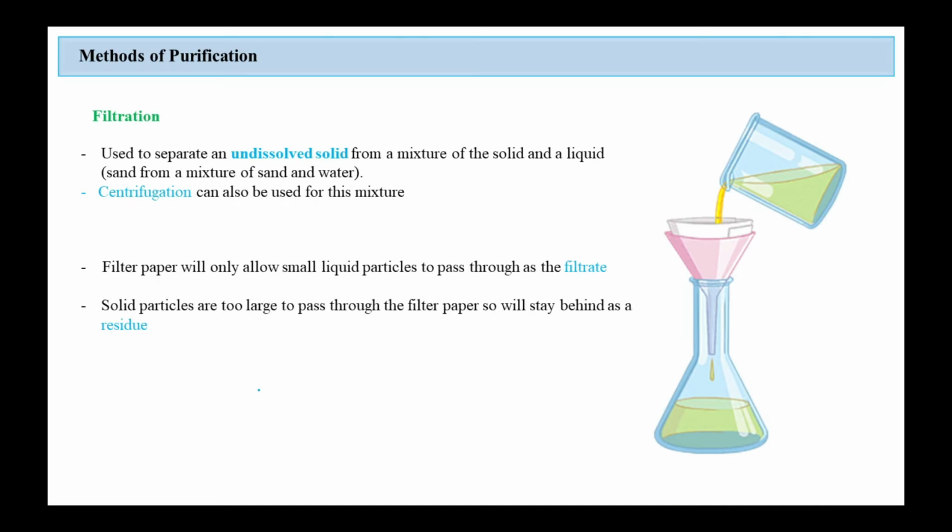To separate an undissolved solid from a mixture of a solid and liquid, for example, sand from a mixture of sand and water, we can use filtration, in which the filter paper allows only the small particles of the liquid to pass through it, which means here we will be having a filtrate. Then the solid particles, which are too large, will stay behind as a residue in the filter paper. Also, centrifugation can be used to separate between an undissolved solid and a liquid.